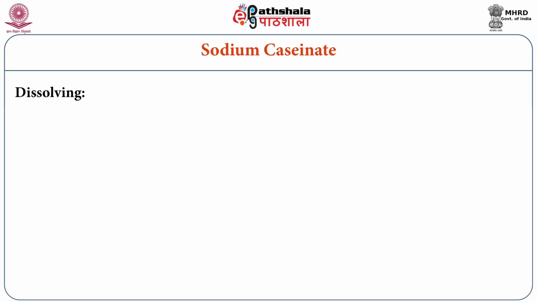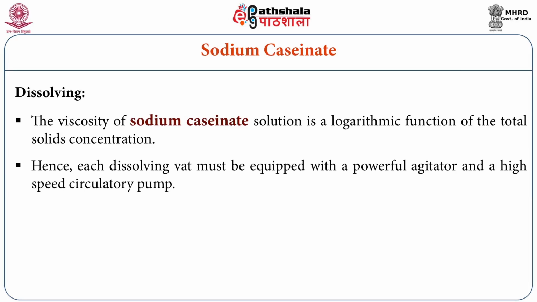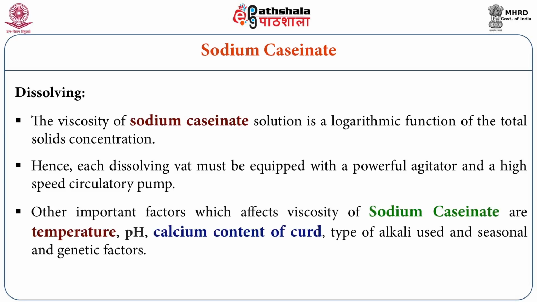The next step after addition of alkali in manufacture of sodium caseinate is dissolving of casein. The viscosity of sodium caseinate solution is a logarithmic function of the total solids concentration. Hence, each dissolving vat must be equipped with a powerful agitator and a high speed circulatory pump. Other important factors which affect viscosity of sodium caseinate are temperature, pH, calcium content of the curd, type of alkali used, and seasonal and genetic factors.